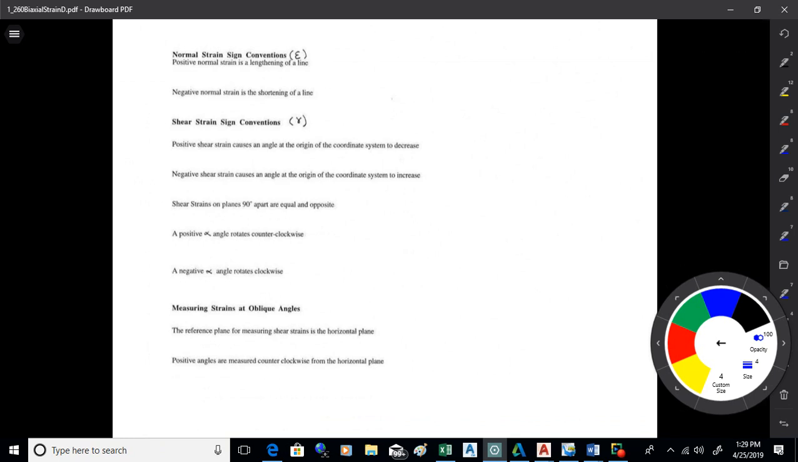All right, we have the same sort of shear conventions there on page 500. Shear strain sign conventions: positive shear strain makes an angle at the origin of the coordinate system decrease. Negative shear strain makes the angle increase. So that's the convention we want to remember.